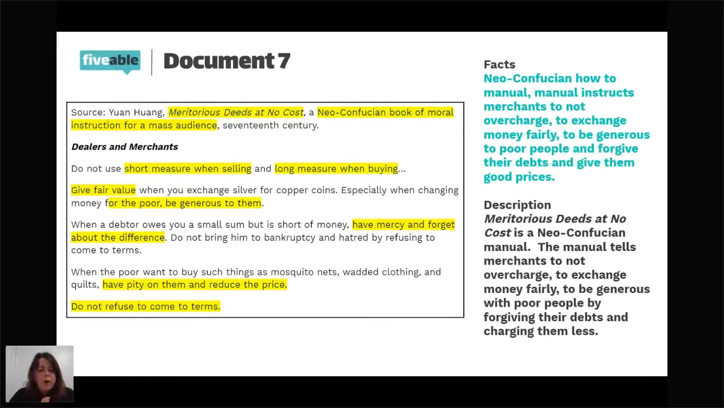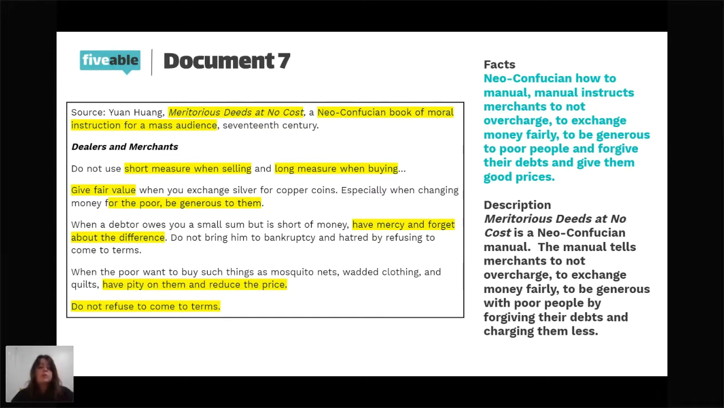Okay, from Yuan Huang, if I'm saying that right, Meritorious Deeds at No Cost. It's a Neo-Confucian book of moral instruction for a mass audience, 17th century. So another religious document, Neo-Confucianism, moral instruction for a mass audience. This is kind of like a how-to for Neo-Confucianism. Okay, so part of this manual is about dealers and merchants.